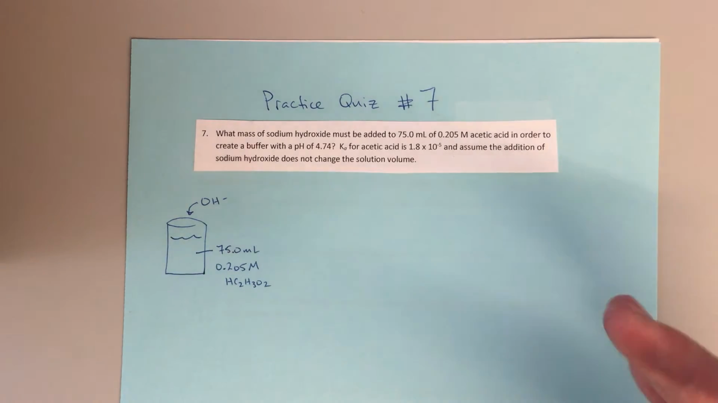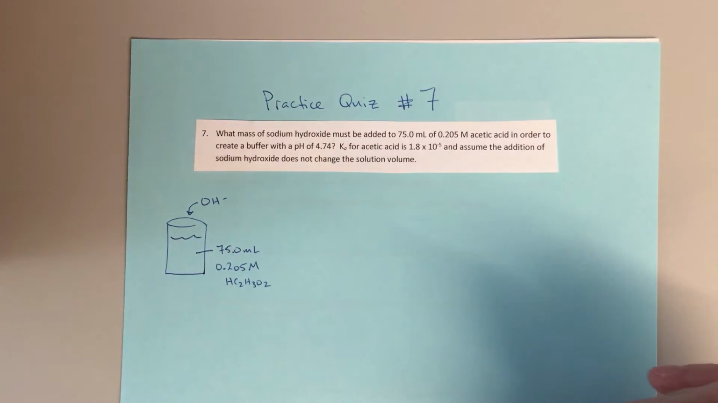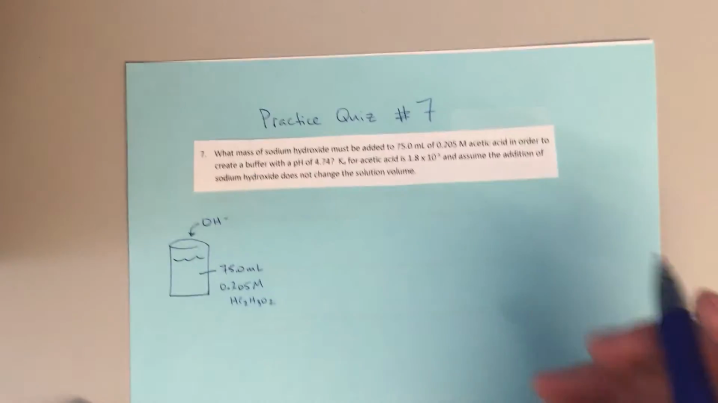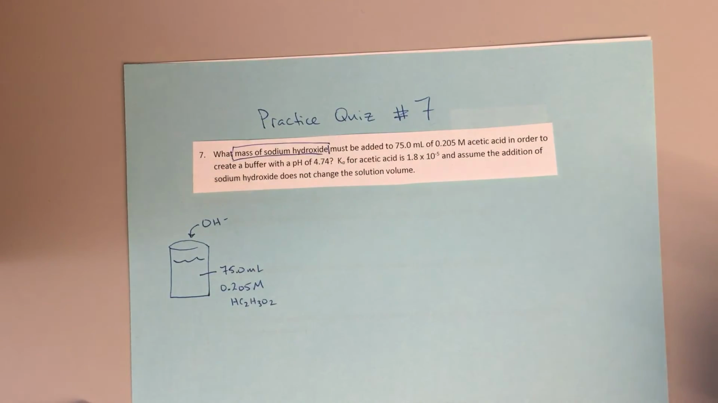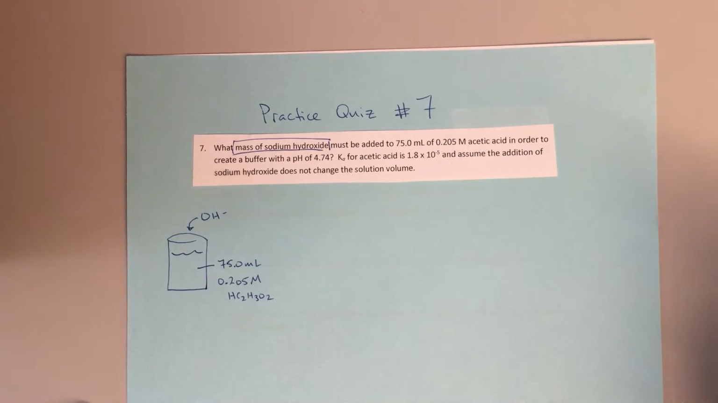So I'm going to walk you through this. Might take a little bit of time, but we will get through it. So here's the question. I've pasted it in here. We're looking for the mass of sodium hydroxide. So that is our end goal, a mass of sodium hydroxide. That's what we're looking for.